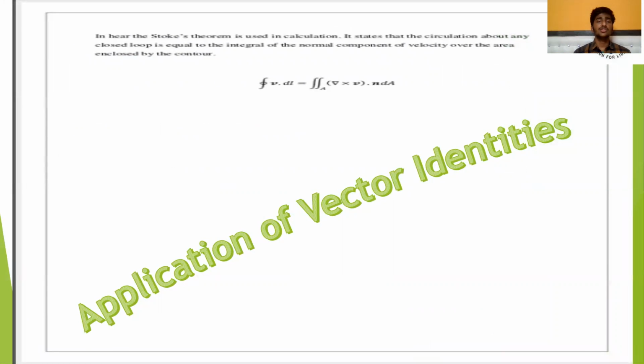Here, the Stokes theorem is used in the calculation. It states that the circulation about any closed loop is equal to the integral of the normal component of vorticity over the area enclosed by the contour. The line integral of v dot dr is equal to the double integral of curl v dot n dA.